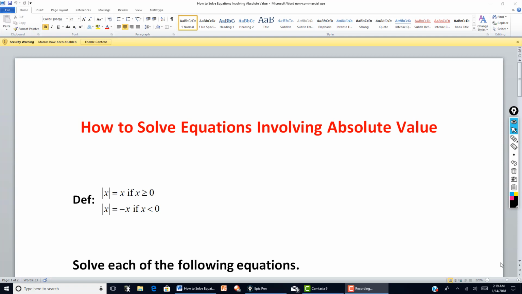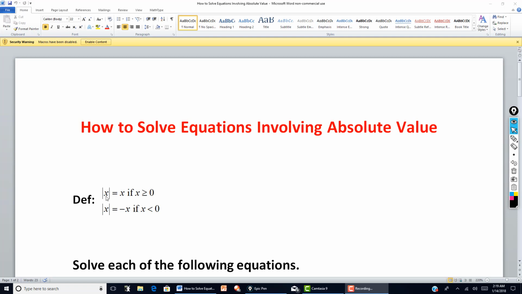Okay, in this video I'm going to look at how to solve equations involving absolute value. And it's basically involving the definition. That's all there is to it. So let's look at the definition.